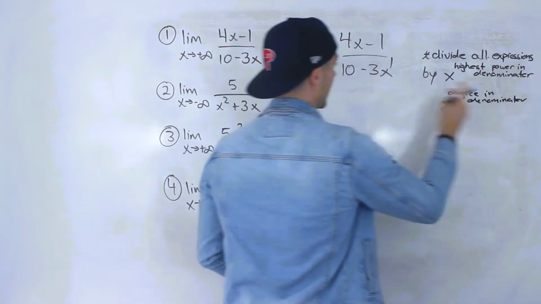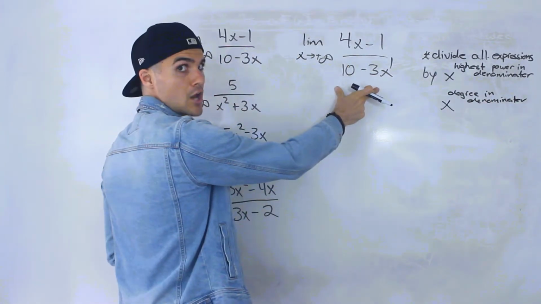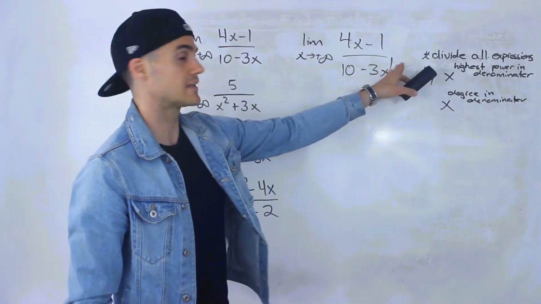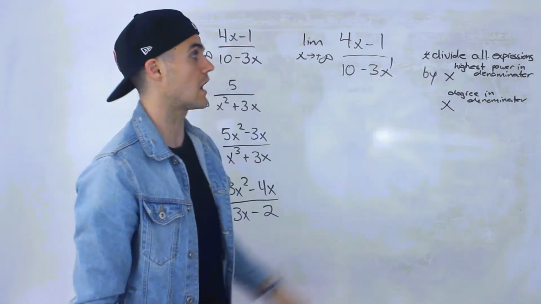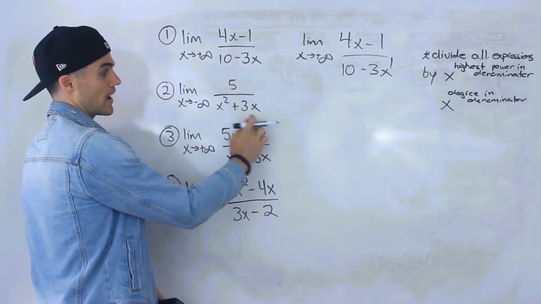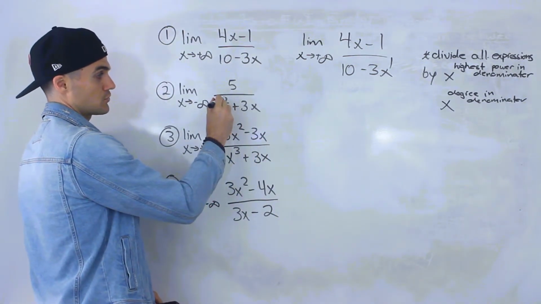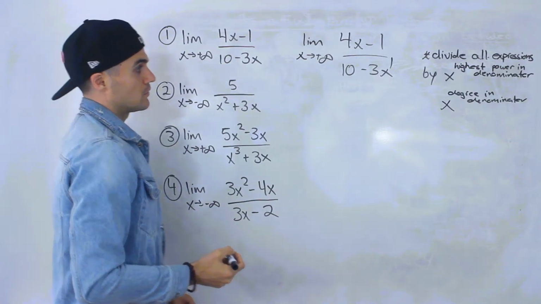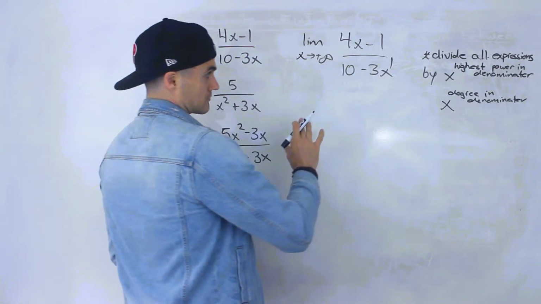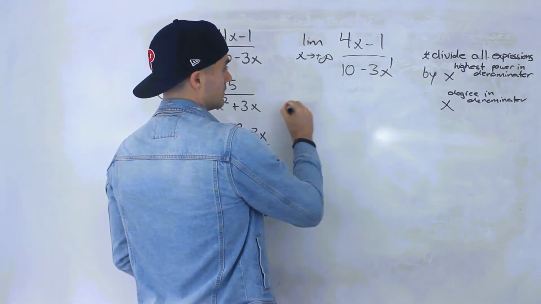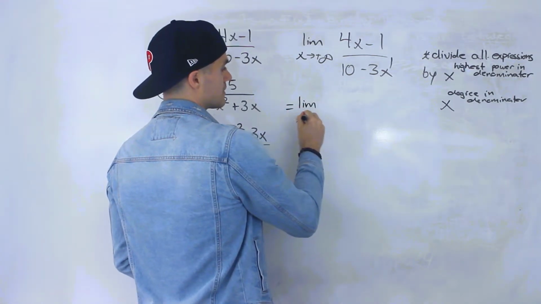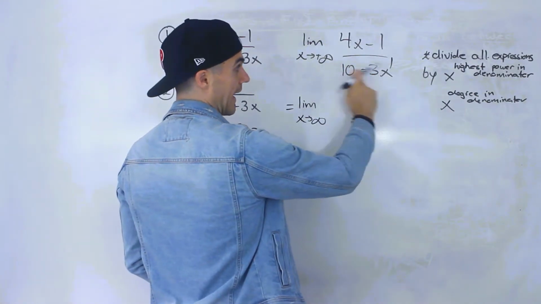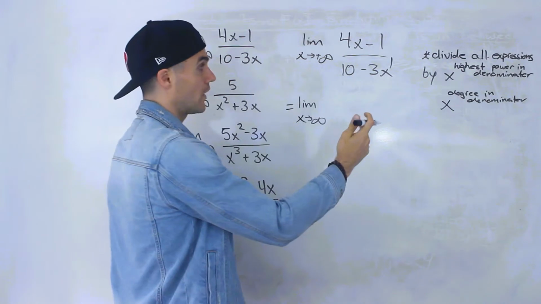Notice that what kind of function is in the denominator here? It's a linear function. So what's the degree of it? It's 1, or the highest power. Versus here we have a quadratic. What's the highest power? 2, or it has a degree of 2. So what we do is we simply take all the expressions here and divide them by x to the power 1.